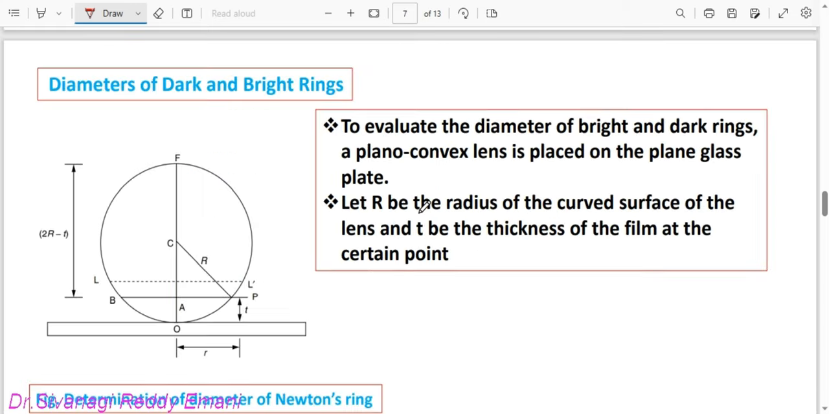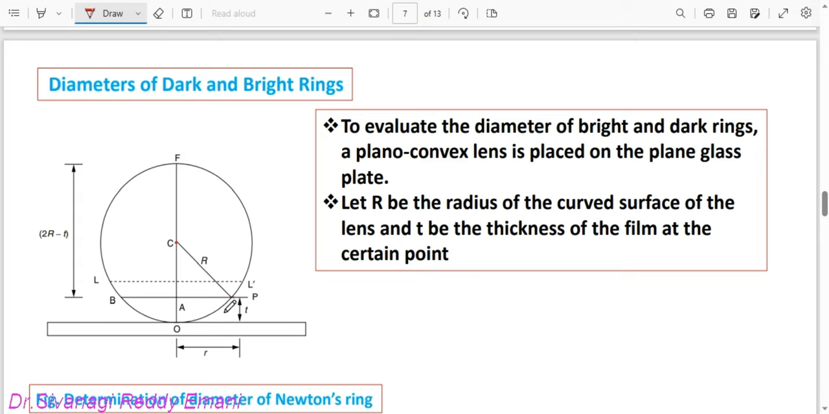Now next one is the diameter of dark and bright rings. So in order to get the diameter of bright and dark rings, we will take a plano-convex lens placed on a glass plate. So let R be the radius of curvature of the curved surface of the lens, that's what we are supposed to calculate, and t be the thickness of the film at a certain point.